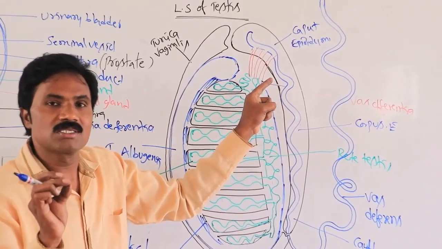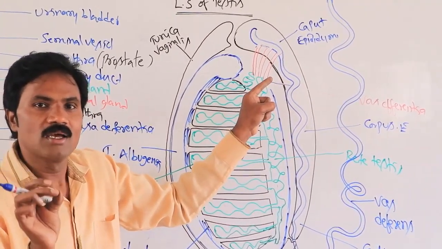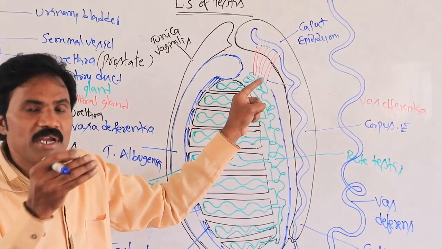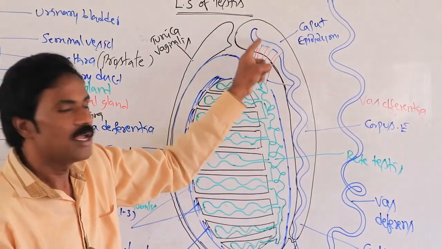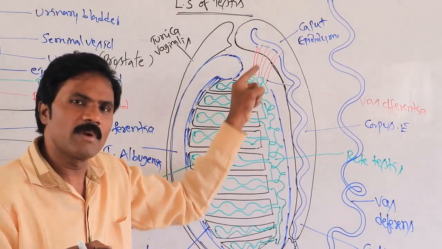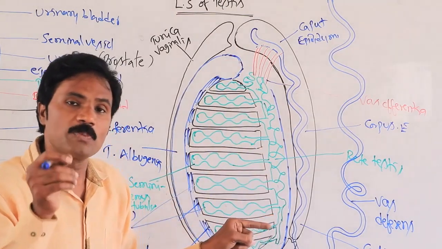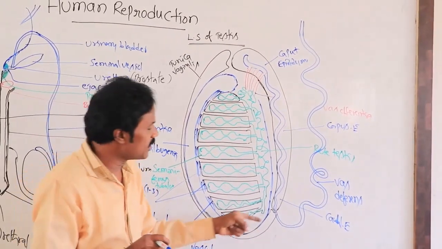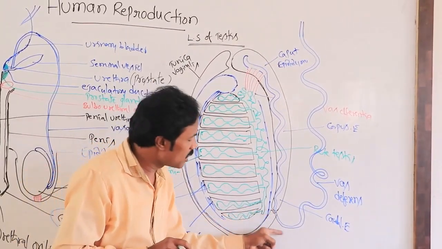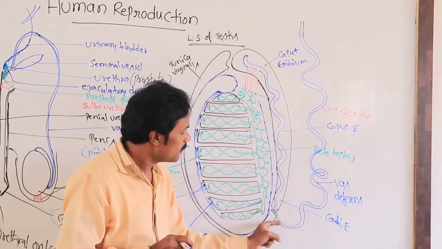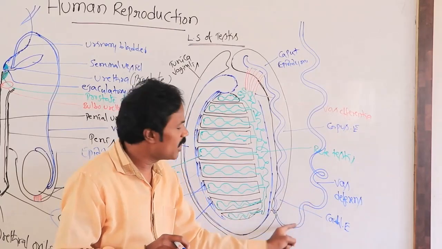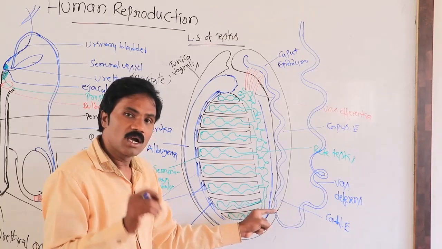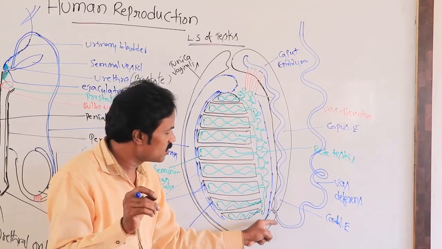Which accessory duct temporarily stores male gametes? They give many different options, and you choose the epididymis. But from which part of the epididymis does the vas deferens arise? The cauda epididymis. From the cauda epididymis, the vas deferens arises.